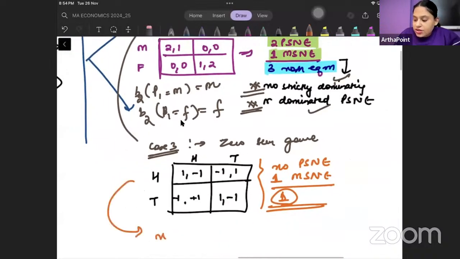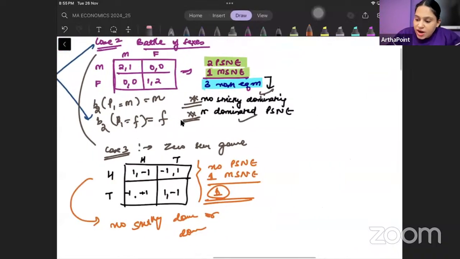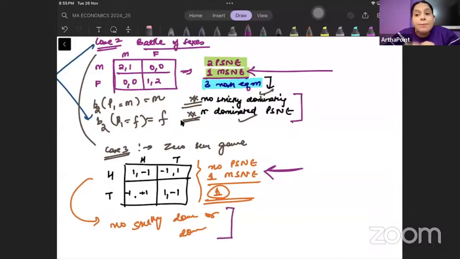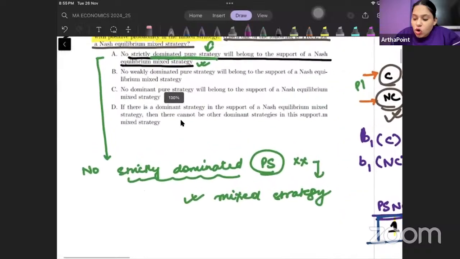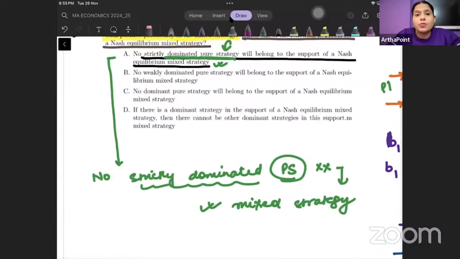And in this also, there was no strictly dominated or dominant strategy. Meaning, wherever mixed strategy Nash equilibrium exists, no dominating or dominant strategy exists. The best response was changing. There was no dominating or dominant strategy. So it means that the first option is absolutely correct. Option A is correct. A यही तो बोल रहा है that if there is a mixed strategy Nash equilibrium, no strictly dominated pure strategy will exist.